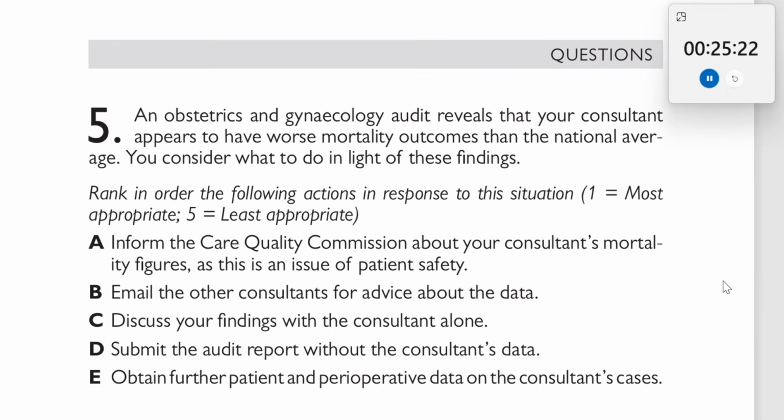Next, moving to 35. An obstetrics and gynaecological audit reveals that your consultant appeared to have worse mortality outcomes than the national average. You consider what to do in light of these findings. So rank accordingly.